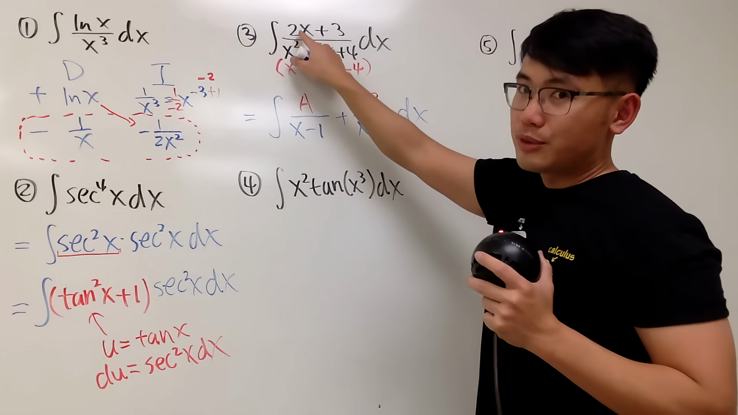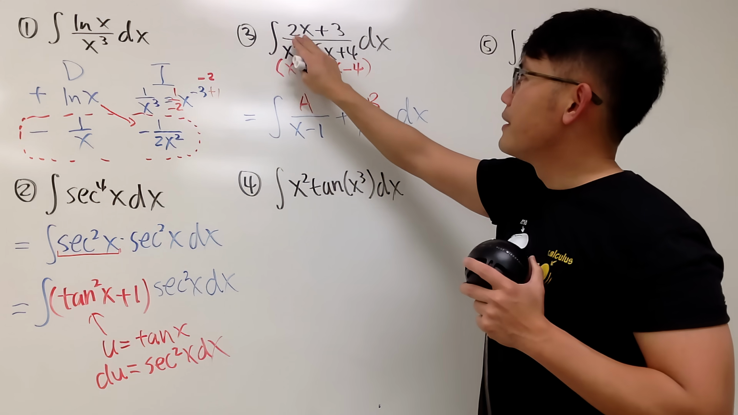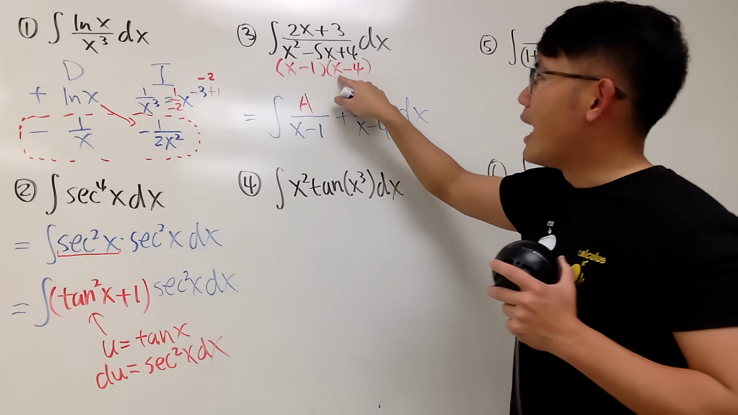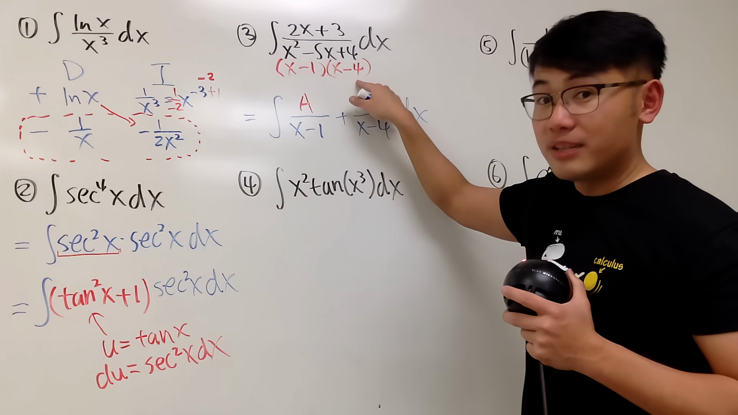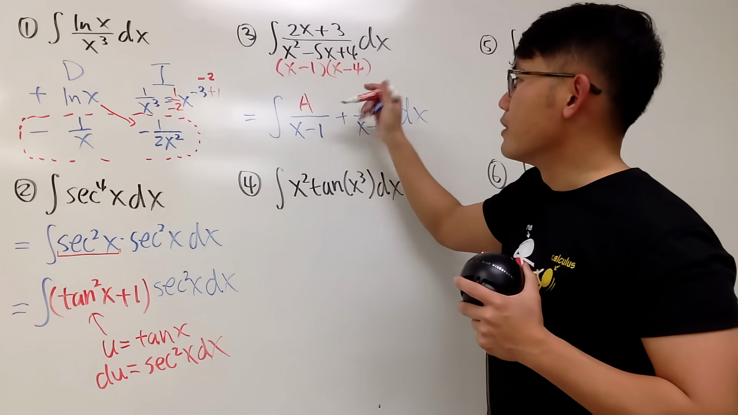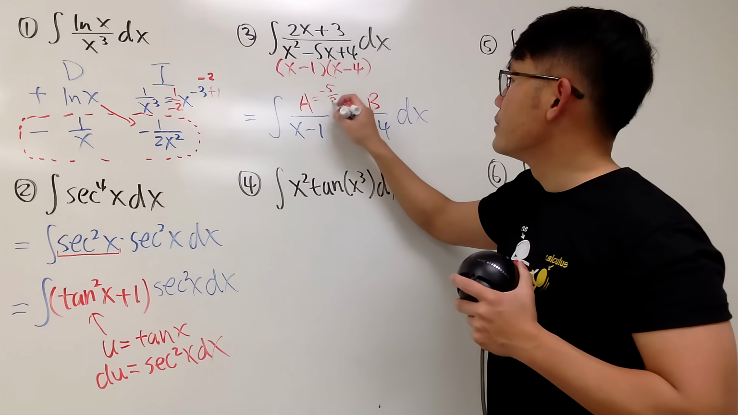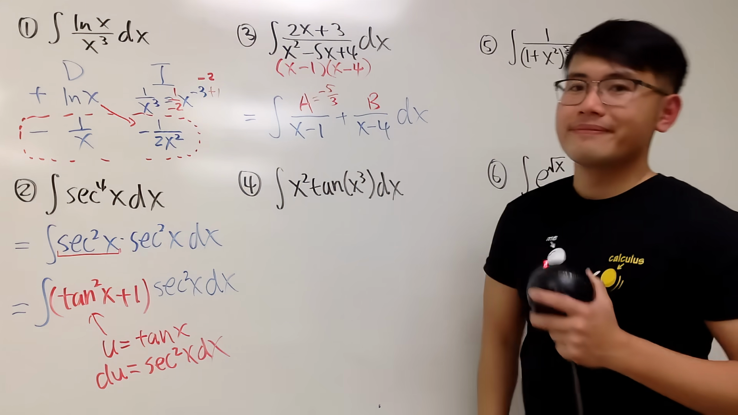On the top, let's do this in your head, okay? 2 times 1 is 2 plus 3 is 5. On the bottom, 1 minus 3 is negative 3. So what does this mean? We end up with 5 over negative 3. That's for A, negative 5 over 3, right?